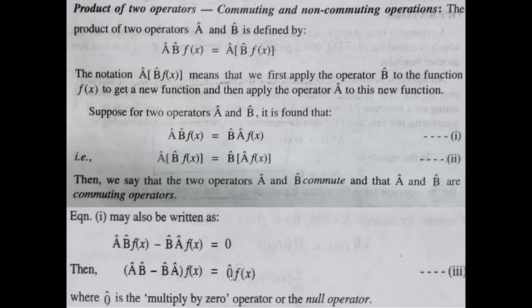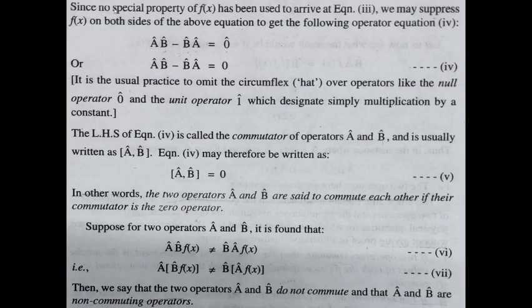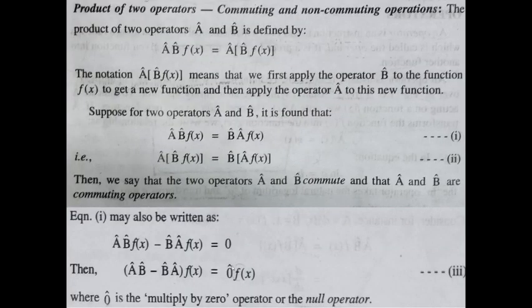That is what is called a null operator acting on the function f(x). So apparently this means 0 only. So we just put this function as it is, like this. And this is what is called a 0 operator or a null operator. Here no special property for f(x) has been used to arrive at equation 3. So in this equation we did not give any particular property to f(x).